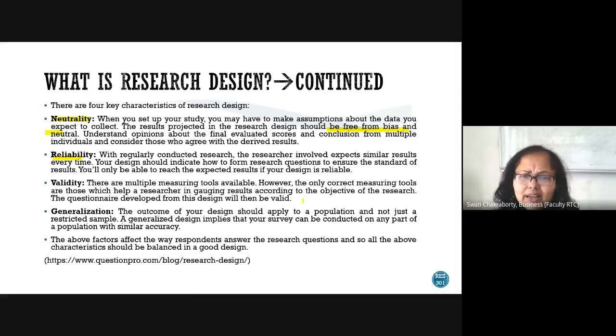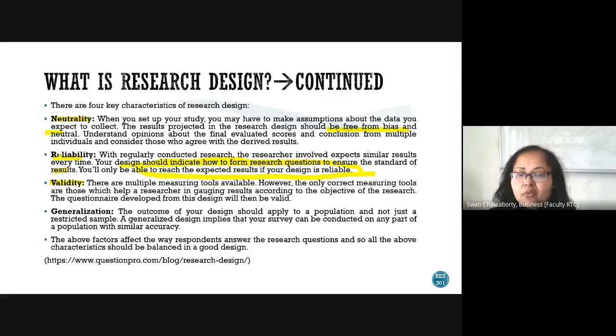Next comes reliability. So with regularly conducted research, the researcher involved expects similar results every time, right? Your design would actually indicate how to form research questions. Design tells us how to form research questions, which would ensure the standard of results. You'll be able to reach the expected results only if your design is reliable. This is very, very important.